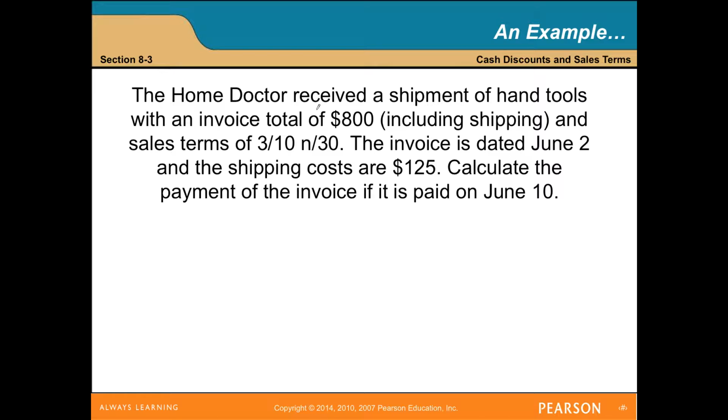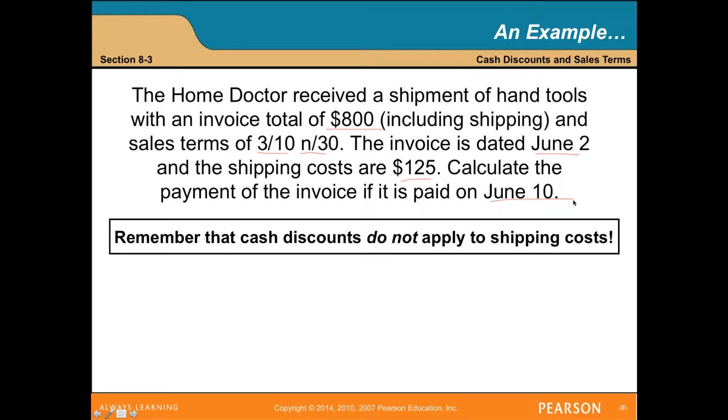So here's an example. The home doctor received a shipment of hand tools with an invoice total of $800, including shipping, and sales terms of 3/10, n/30. The invoice is dated June 2nd, and the shipping costs are $125. Calculate the payment of the invoice if it is paid on June 10th. Remember that cash discounts do not apply to shipping costs.